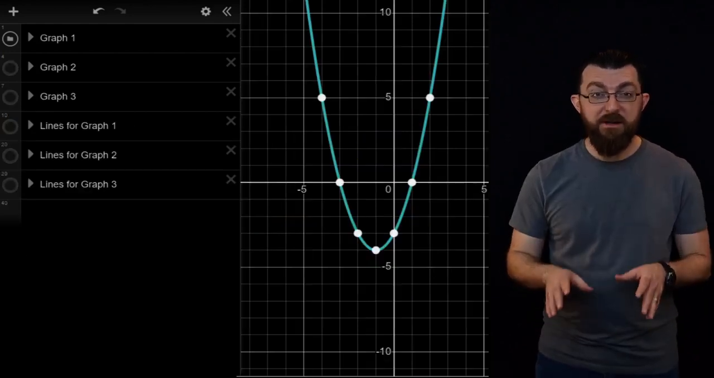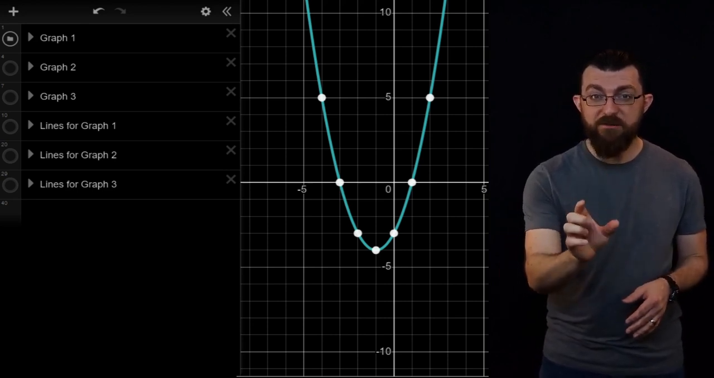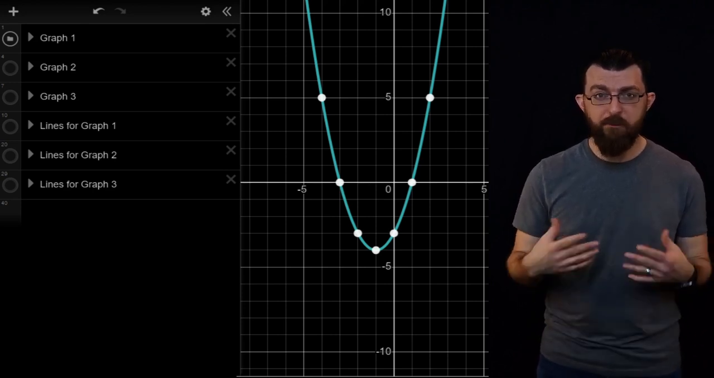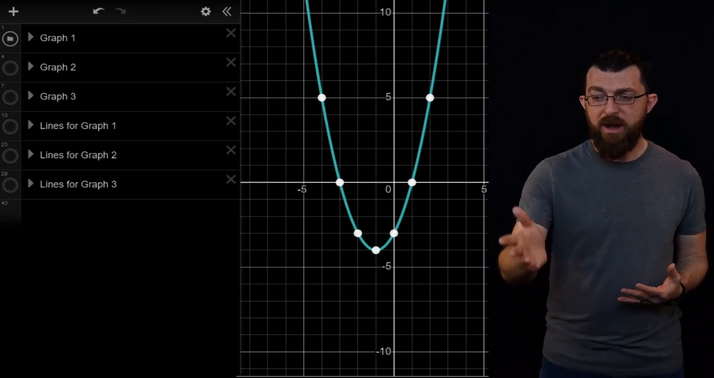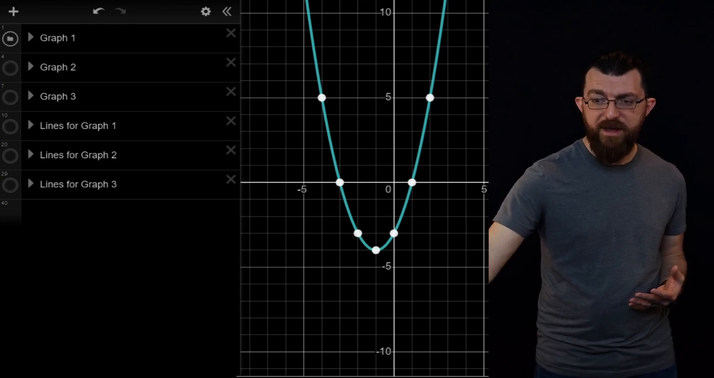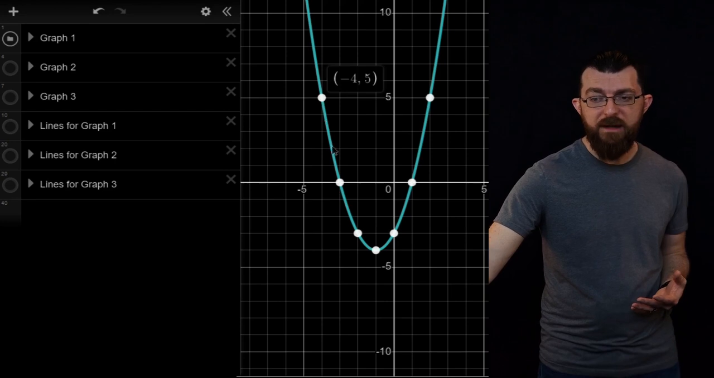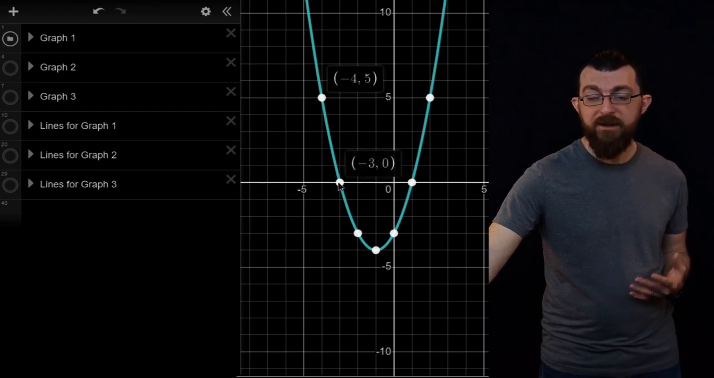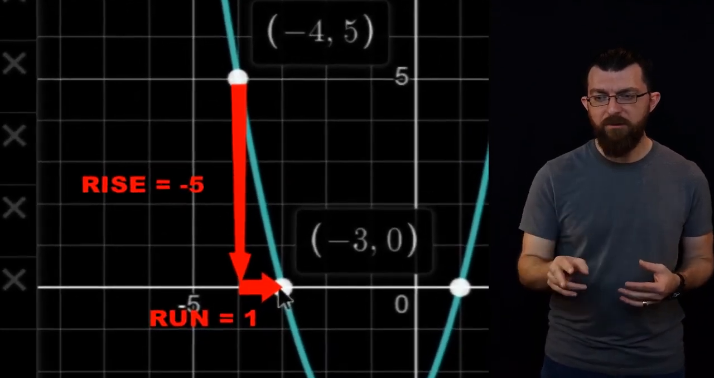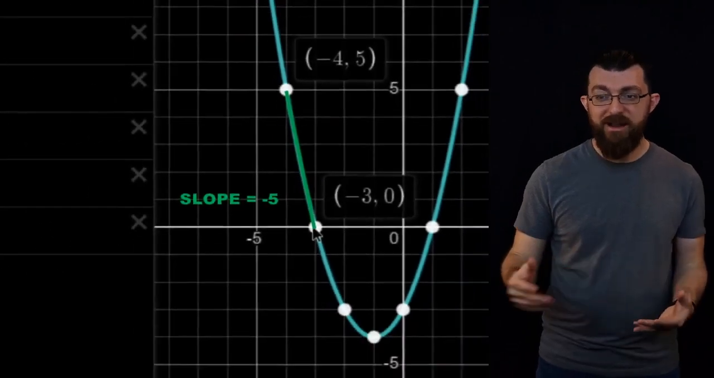This ties neatly into another property of parabolas, and that has to do with the slopes of small sections of it. You probably have already learned how to calculate the slope between 2 points in a previous unit on lines. So I've got here a parabola with points marked out on it at even intervals of x. For example, this point over here is at -4, 5, and you go 1 to the right, -3, 0. What is the slope of the line that connects those 2 points? Well, it goes over 1 to the right and down by 5, so that's a slope of -5.